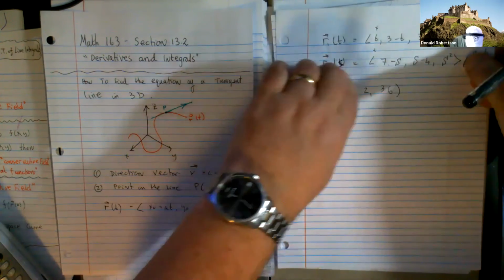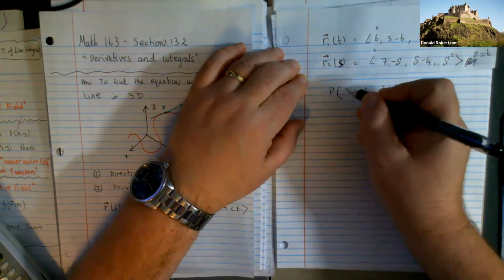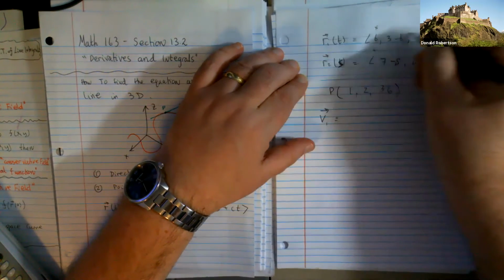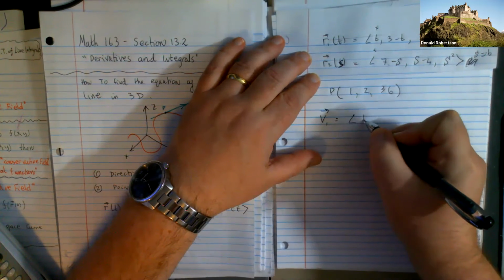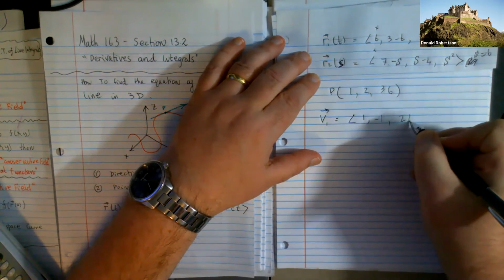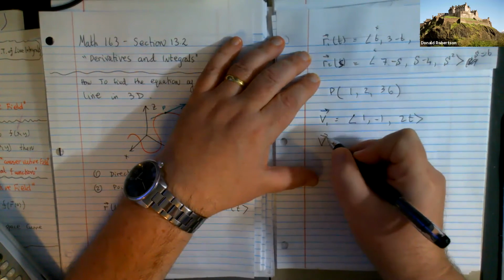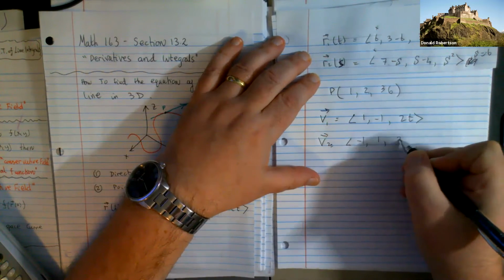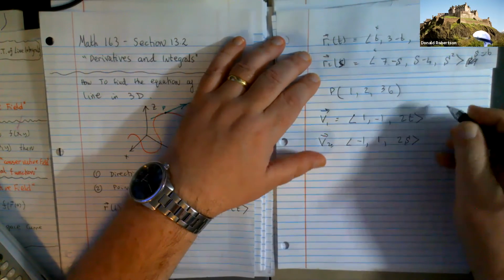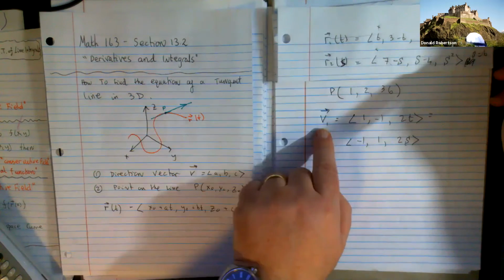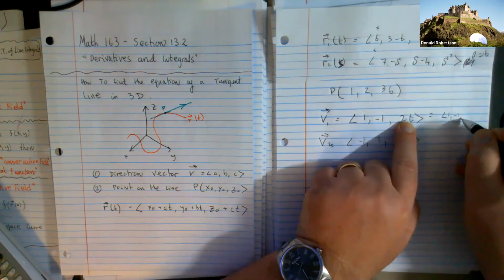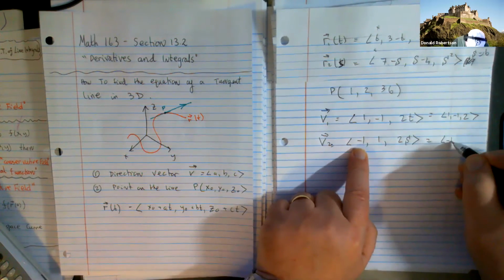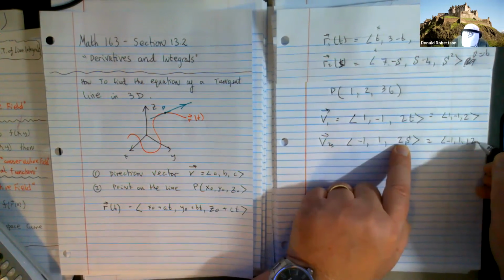So let's find the direction vector of this fella. Well, his derivative is 1, -1, 2t. Let's find the direction vector of the second line: -1, 1, 2s. At t equals 1, this guy is 1, -1, 2. At s equals 6, this guy is -1, 1, 12.